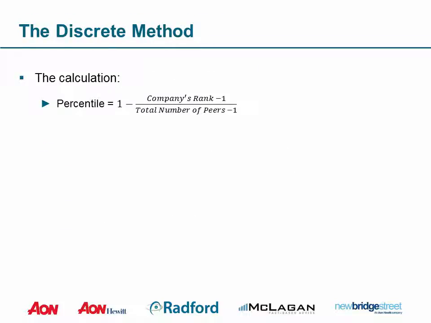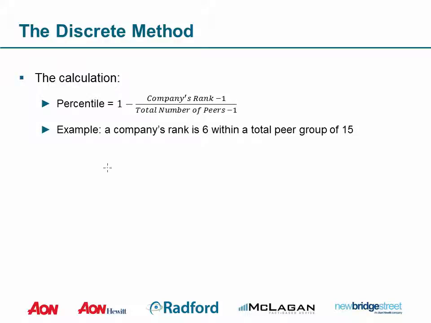First, we'll consider the discrete method. This is calculated according to the following formula. For example, if a company's rank at the end of the performance period is 6 and the total number of peers is 15, this results in a percentile rank of 64.28% under the discrete method.